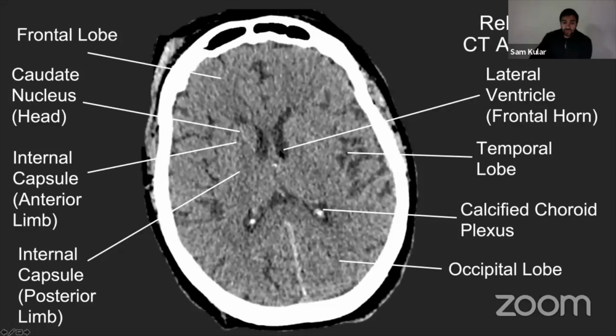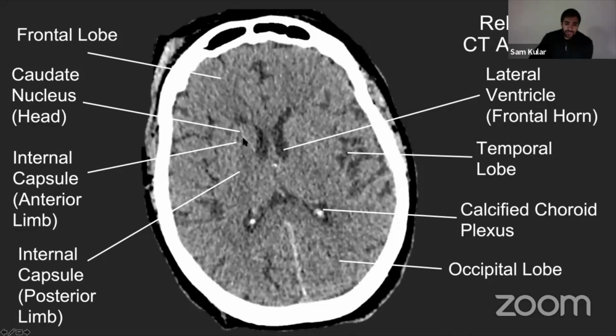And then we have our various structures. These dark areas here, symmetrically seen on both sides, are our lateral ventricles. These can be divided into frontal horns and occipital horns at the back. These contain our cerebrospinal fluid. The other ventricles within the brain are the third ventricle and fourth ventricle, which are seen on different slices, which we're not covering.